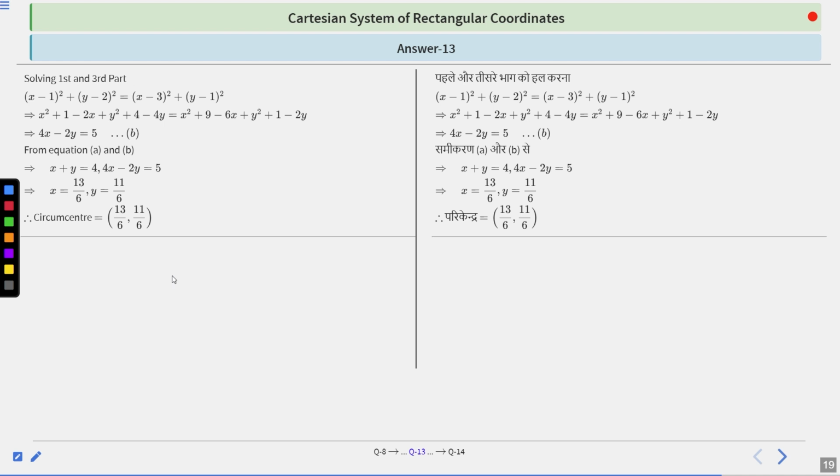Therefore after solving these two equations you will get x is equal to 13 by 6 and y equal to 11 by 6. Therefore the circumcenter is basically (13 by 6, 11 by 6). Clear? So the circumcenter of the triangle is (13 by 6, 11 by 6). Got it?